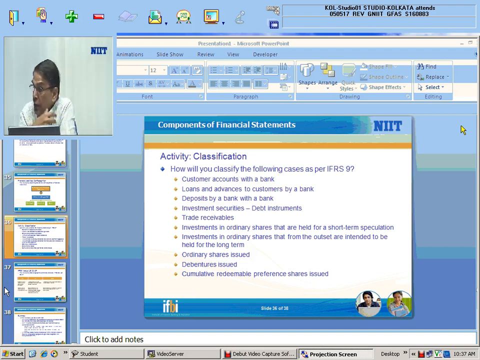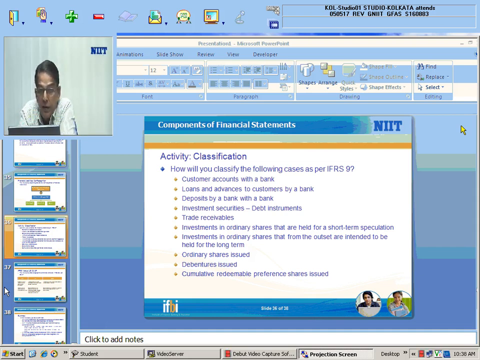We are talking about IFRS 9. We are not talking about IAS 39. So we have only two kinds of classification for financial assets: financial assets at fair value through profit or loss, or financial assets at amortized cost. Or you can think of financial assets measured at fair value through other comprehensive income.